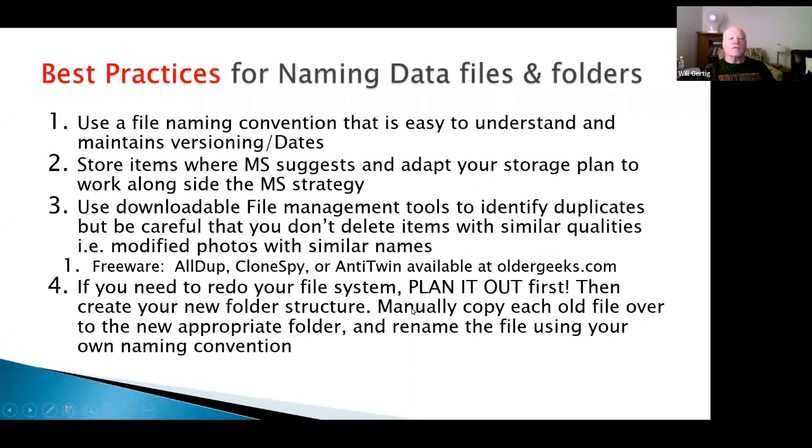Okay, let's talk for a second about a review for best practices for naming data and file folders. Use a naming convention that's easy for you to understand and maintain, with some sort of versioning. The best way to do that is by using the date method: year, month, day. Works perfectly. I've been doing it for years, and I rarely have a problem finding a file that's even 10 years old. So it just works.